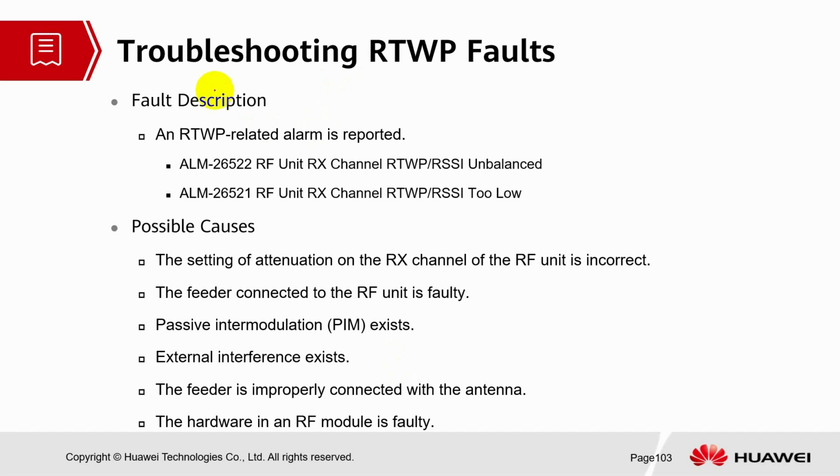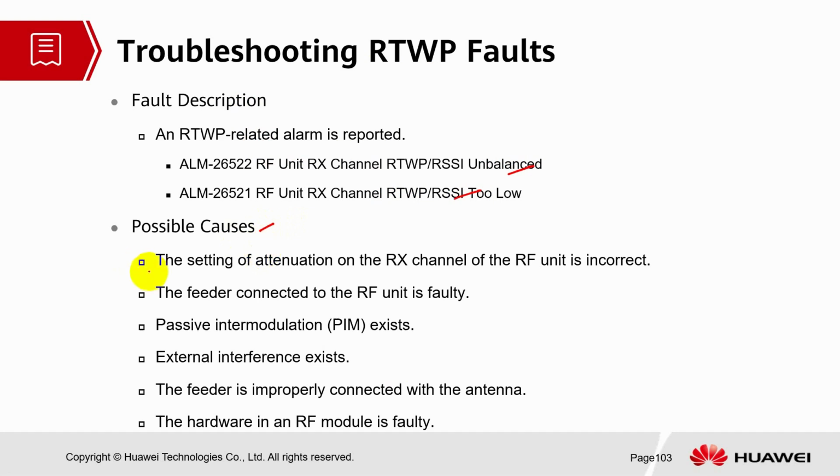So let's look into how to troubleshoot RTWP fault. Fault description: related alarms will be reported, for example, RF unit RX channel RTWP/RSSI unbalanced alarm, and RF unit RX channel RTWP/RSSI too low. So these alarms will be reported for this case. Let's look into the possible causes.